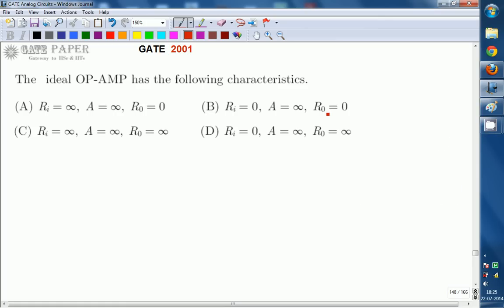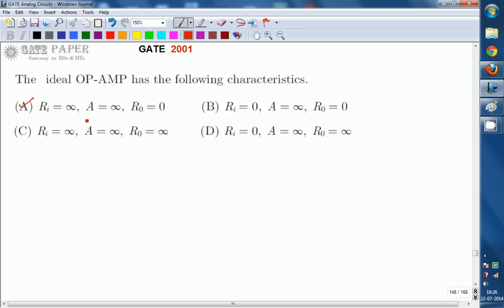Hello, we are discussing the GATE 2001 ECE paper, and this topic is related to analog circuits. The ideal op amp has the following characteristics. Four options are given with respect to Ri, R0 and A. A is the open loop gain, Ri is the input impedance of the op amp, and R0 is the output impedance of the op amp. The right answer for this question is A.